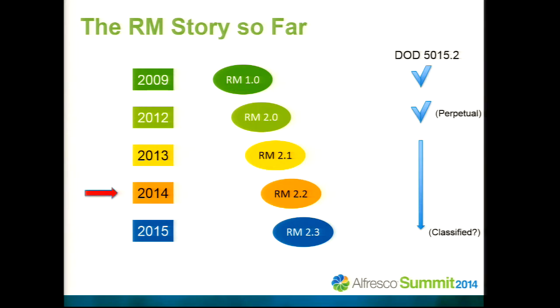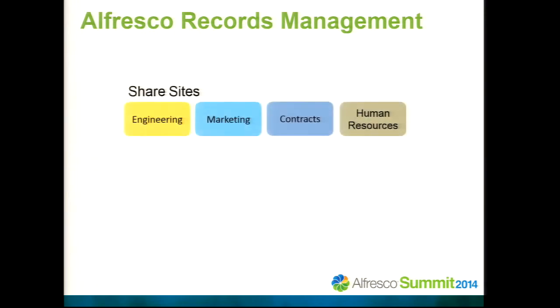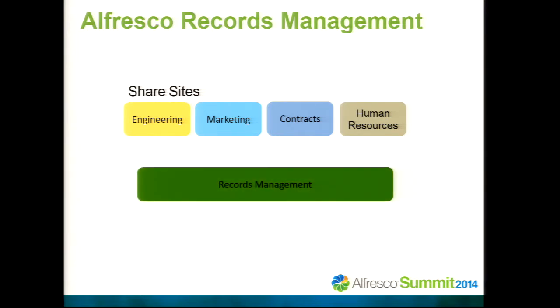So like I said, I'm going to be talking about 2.2 today. So to briefly go over how our records management works, you have a site in Share that you've set up for one of your particular departments. And then records management sort of goes across all of those sites. So when you file a record, it goes into a single site right now, and this may change in the future, but the records management site contains the records for all of the other sites that are in an Alfresco system.